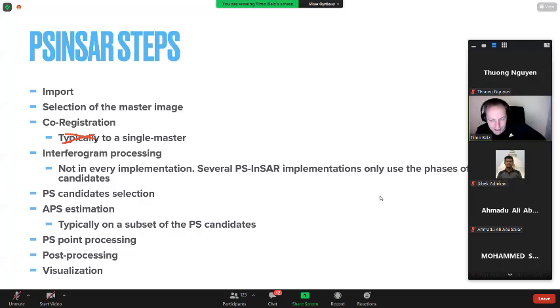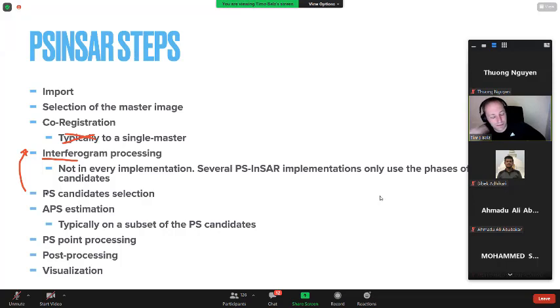Not every implementation does that. We often do not need to process the whole interferogram. We can also first select the PS points and then only process the interferometric phase for these PS points, for these few pixels serving as PS candidates. That can save you processing time, right?